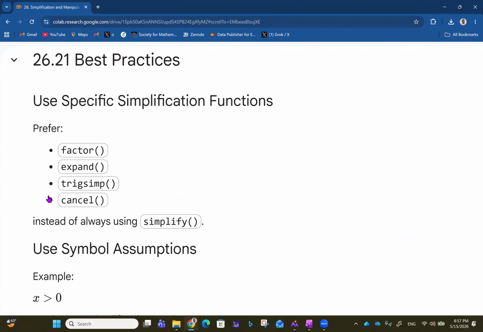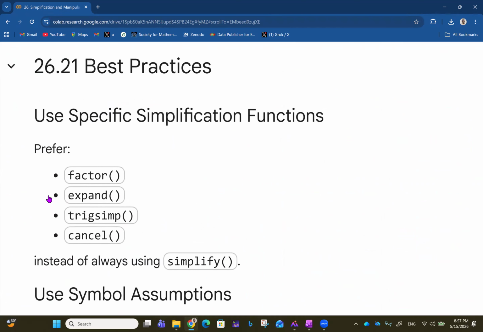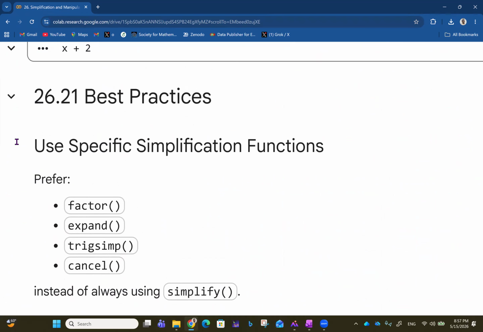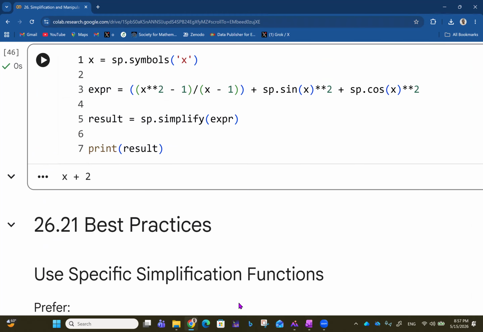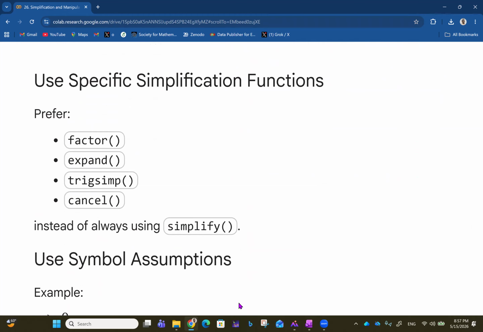Then best practices now. What's the best thing you do with all this? So first of all, use specific simplification functions. Prefer factor, expand, trigsimp. If you want to simplify trig, you can use trigsimp; cancel if you want to remove some factors, instead of always using simplify. So you can use specific simplification functions instead of just simplifying all the time. So you only use simplify when it's absolutely necessary.